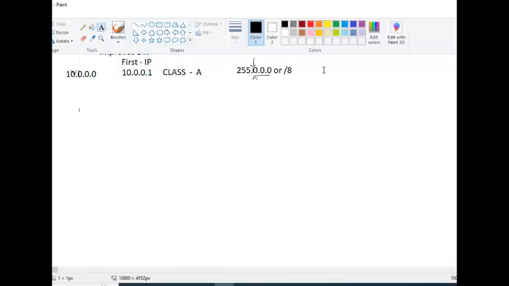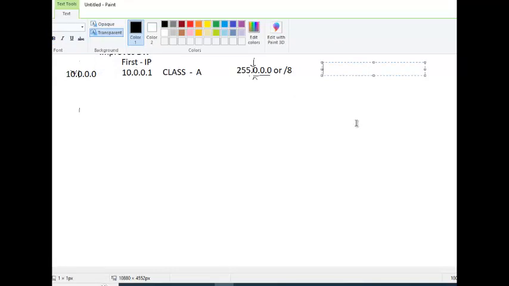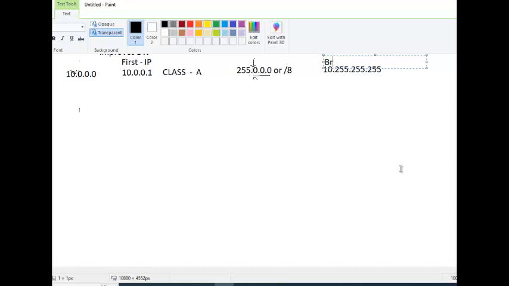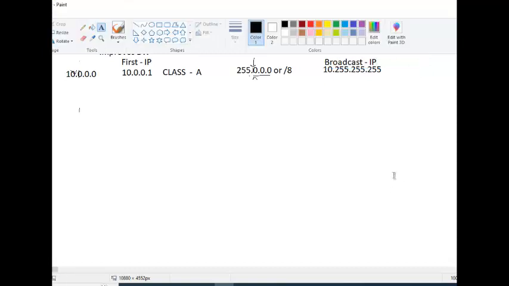When we make all the host bits on, it will look like this: 10 dot, all 8 bits on 255, another 8 bits on 255, another 8 bits on 255. So this is what we call the broadcast IP. Now, if this is the broadcast IP, this should not be assigned to any computer.